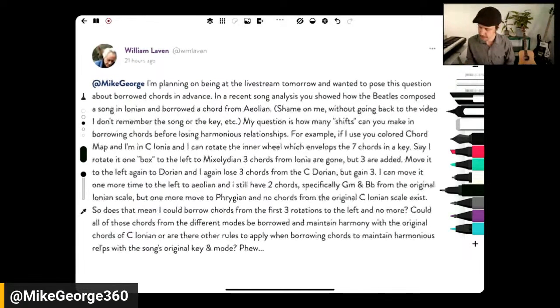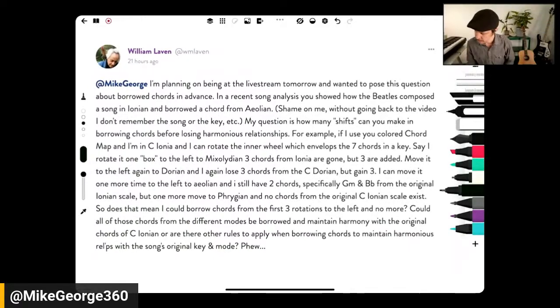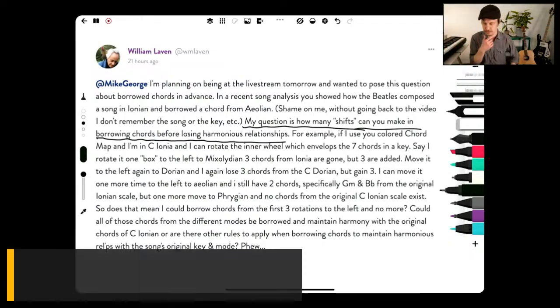So the question here is, how many shifts can you make in borrowing chords before losing harmonious relationships? Okay, so that's the main question here. So let's speak to that first. Well, let's read through the question, and then we'll address the answer in full.